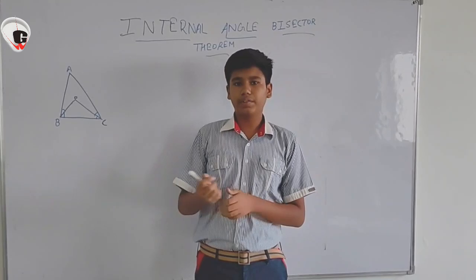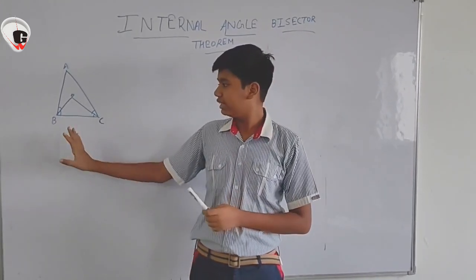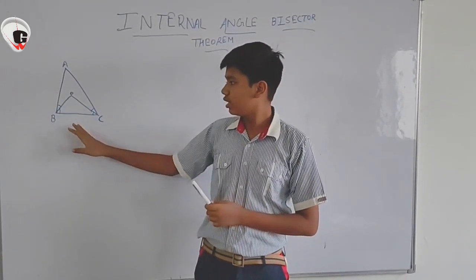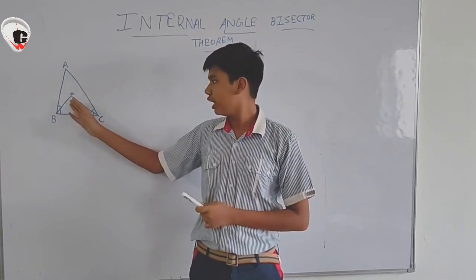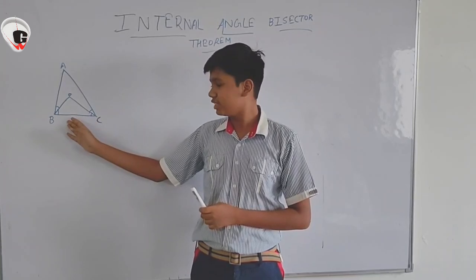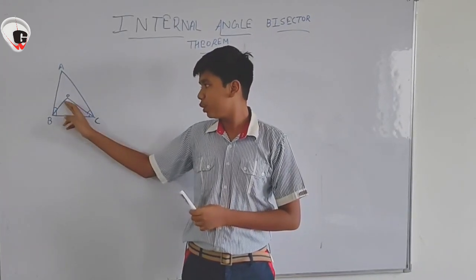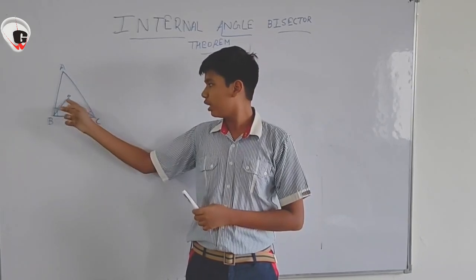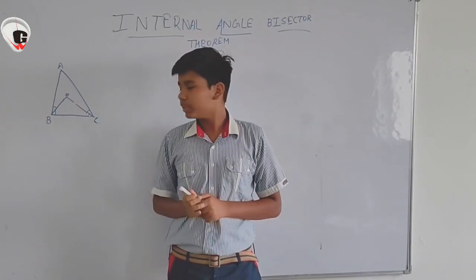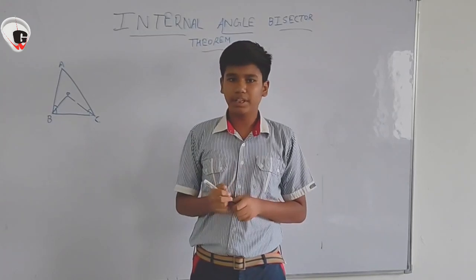In the question we would already have been given that there is a triangle ABC with OB being the bisector of angle B and OC being the bisector of angle C, which makes angle ABO and angle OBC equal. Also, angle ACO and angle OCB equal. These are the things we have been given.